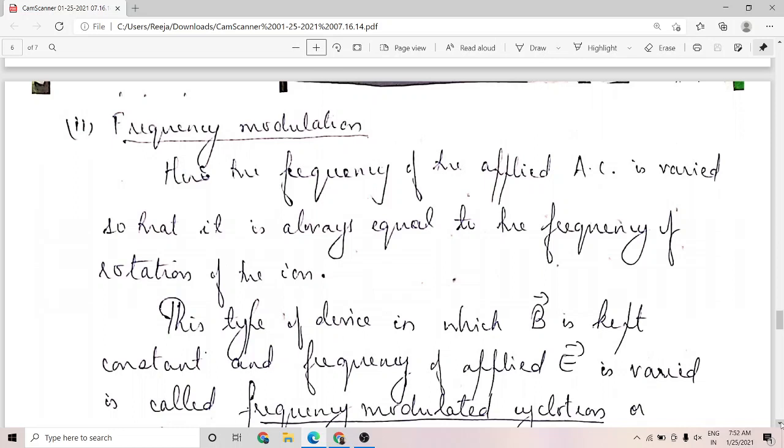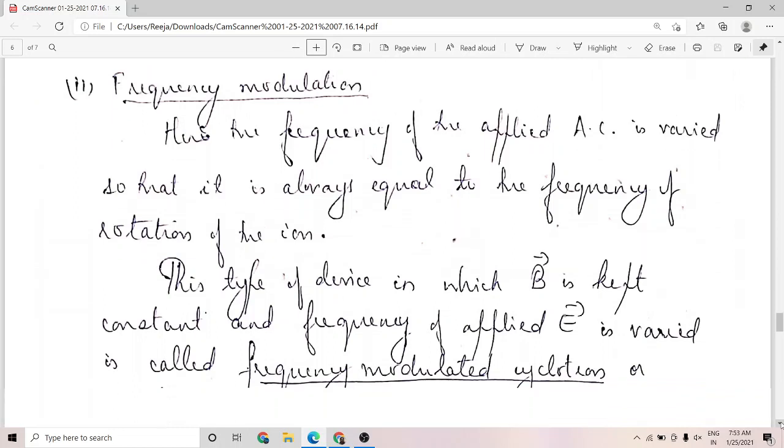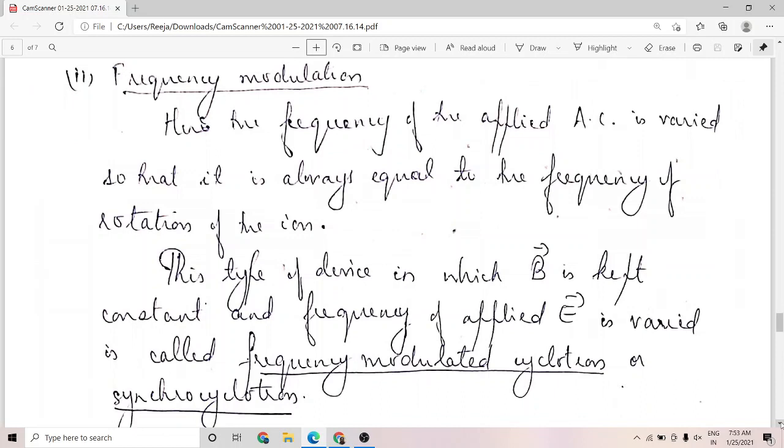If we apply the frequency of the AC also reduced or varied in the same way, then both the frequencies will remain the same, and this kind of energy loss or a decrease in the energy acquired by the ion will not take place. And a device in which the magnetic field is kept constant and the frequency of the applied electric field is varied is called a frequency modulated cyclotron or synchrocyclotron.